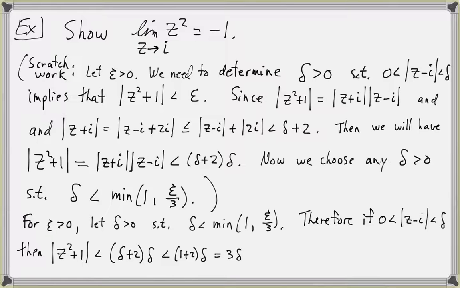And since delta is less than epsilon over 3, this quantity will be less than 3 times epsilon over 3, which equals epsilon. Thus, we've demonstrated that the limit of z squared as z approaches i equals -1.